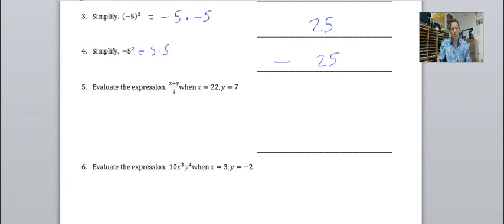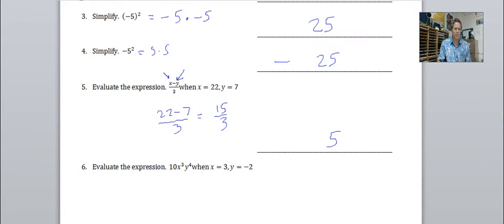On this one, we're going to plug these two numbers in for x and for y. So we get 22 minus 7 over 3. You have to do subtraction first on the top. So 22 minus 7 means I get 15 over 3, and 15 divided by 3 means that we get a 5.